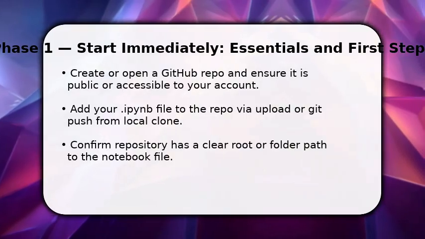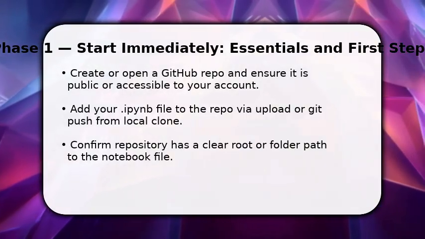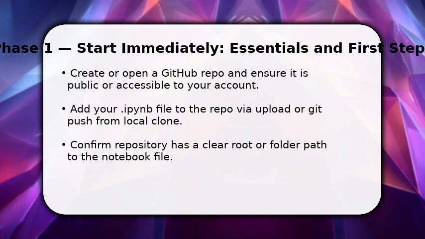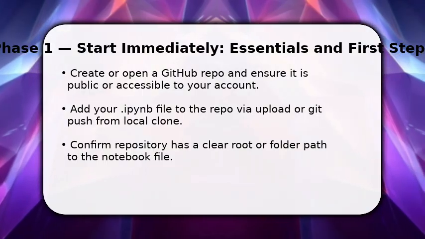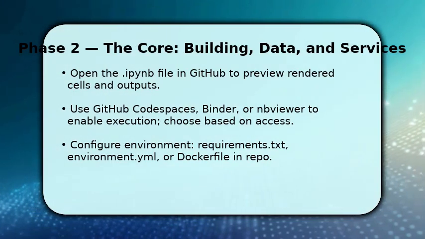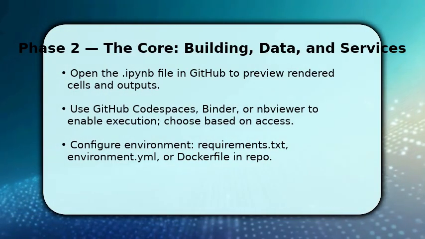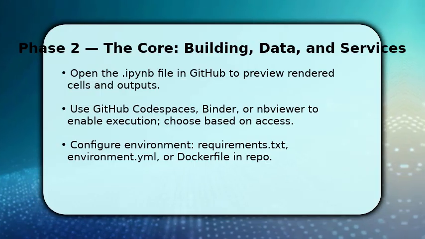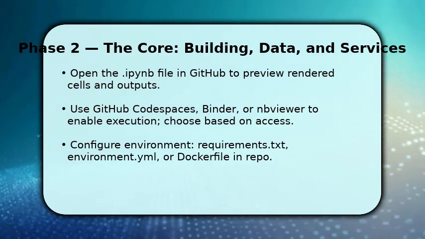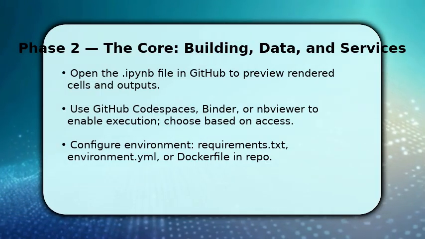After confirming upload, proceed to view it directly on GitHub to validate. Once the notebook is in place, open it on GitHub to inspect the rendered content and check for missing outputs or large data links. Then decide how you will run it. GitHub Codespaces provides instant VM access. Binder builds a live environment from requirements, and nbviewer is read-only.